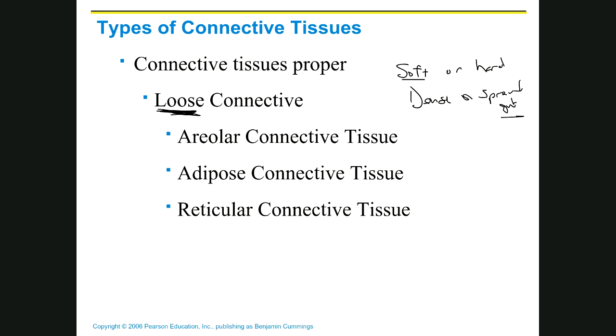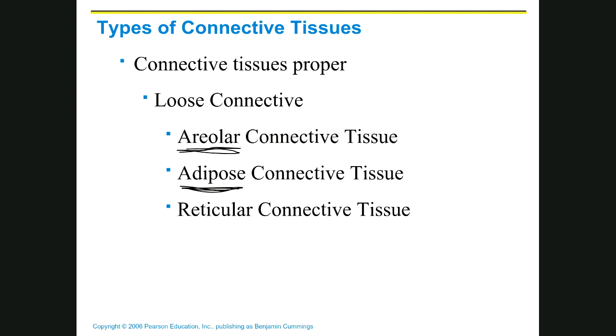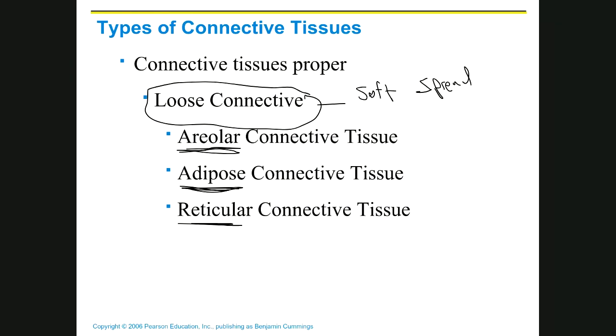There's 3 of these. There's one called irregular, or you can call it areolar. There's one called adipose. Remember, that's fat. And then there's one called reticular. So these are the 3 loose connective tissues proper. So that means they're going to be soft. That means they're going to be spread out. And so let's look at these. Let's look at irregular first.